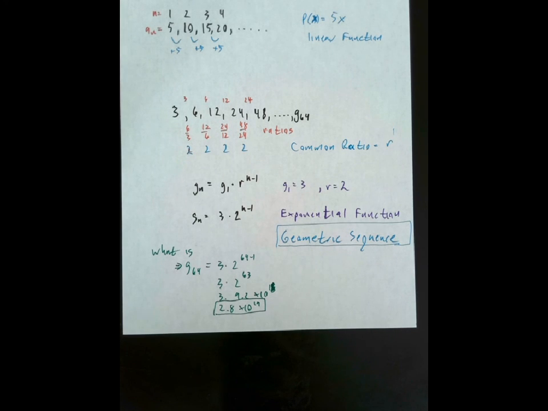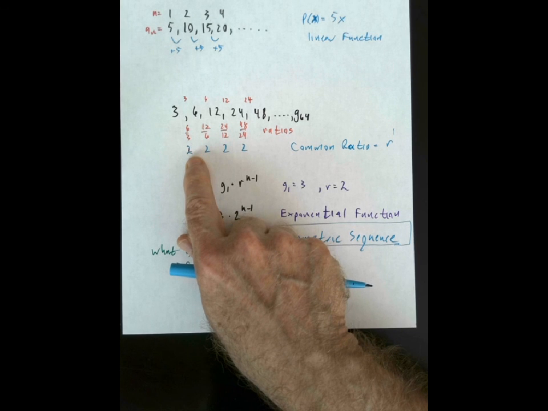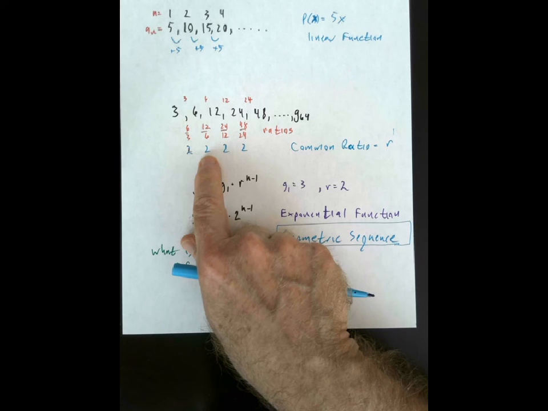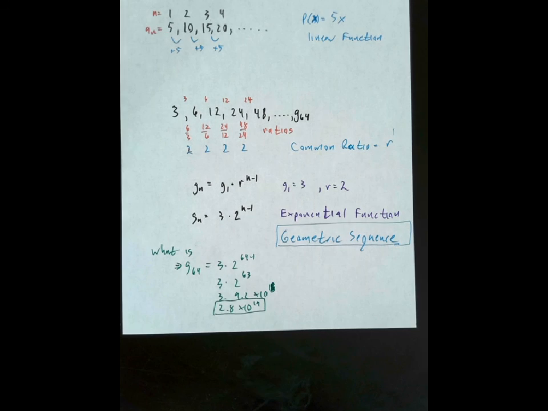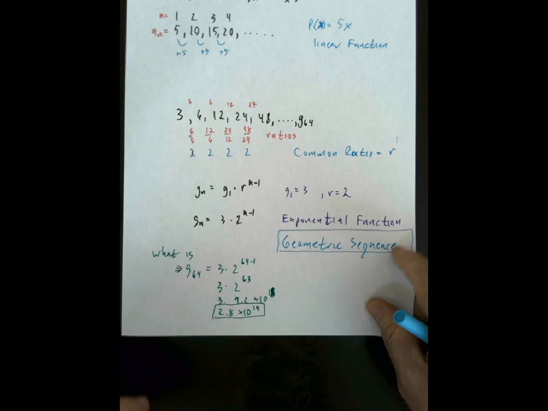Any kind of a sequence where the subsequent terms are related by a common ratio instead of a common difference, that kind of sequence is called a geometric sequence. Okay?